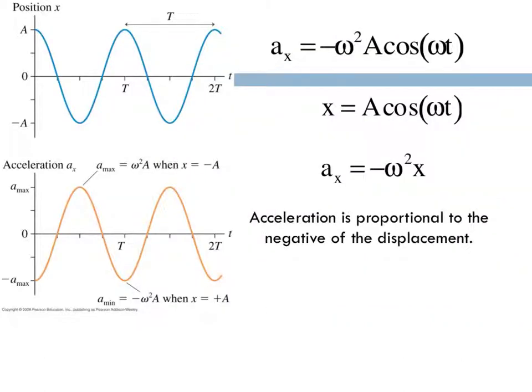So if our acceleration function is negative omega squared times A cosine of omega t, you can recognize the second part of the equation as simply our position function. So if we needed to, we could replace that section with just x. So what this tells us is that acceleration is proportional to the negative of the displacement. Meaning where position is maximum, acceleration is minimum. When position or displacement is minimum, when you have negative A, then you have a maximum acceleration.